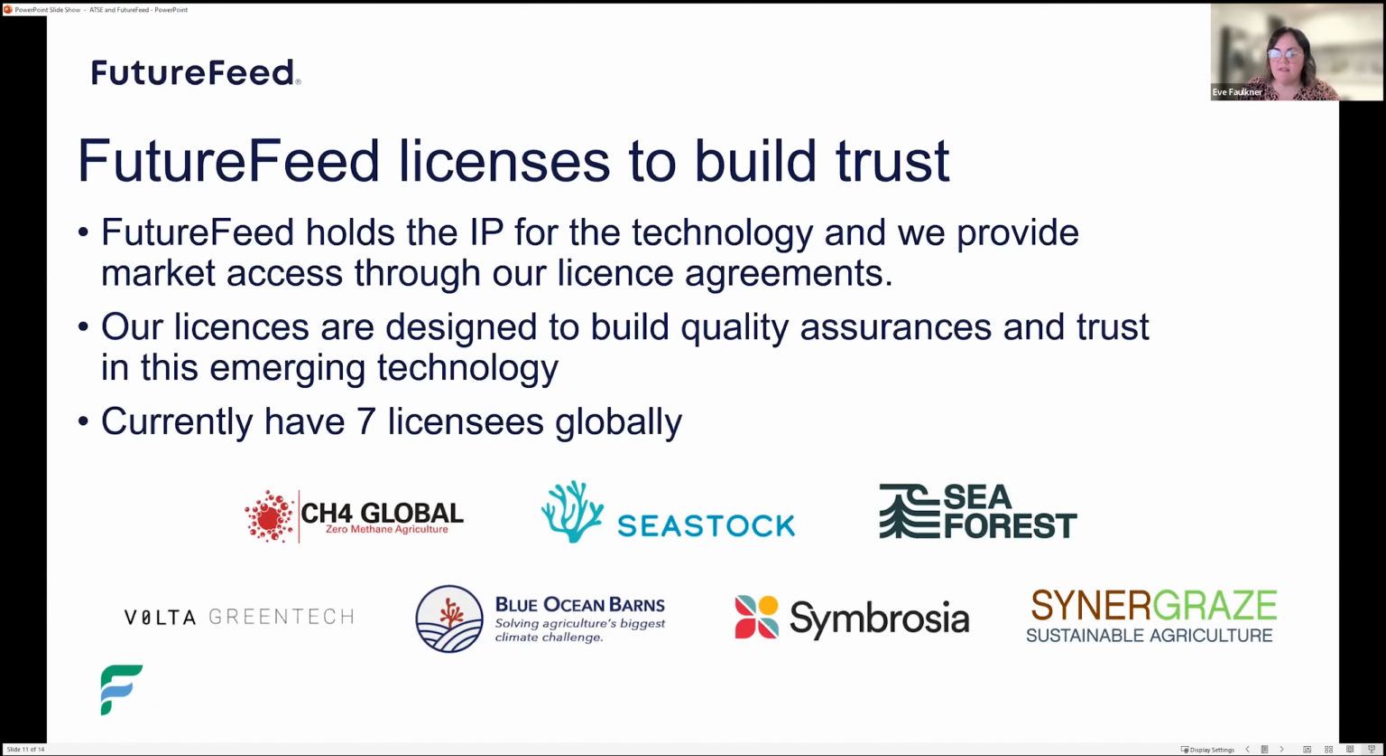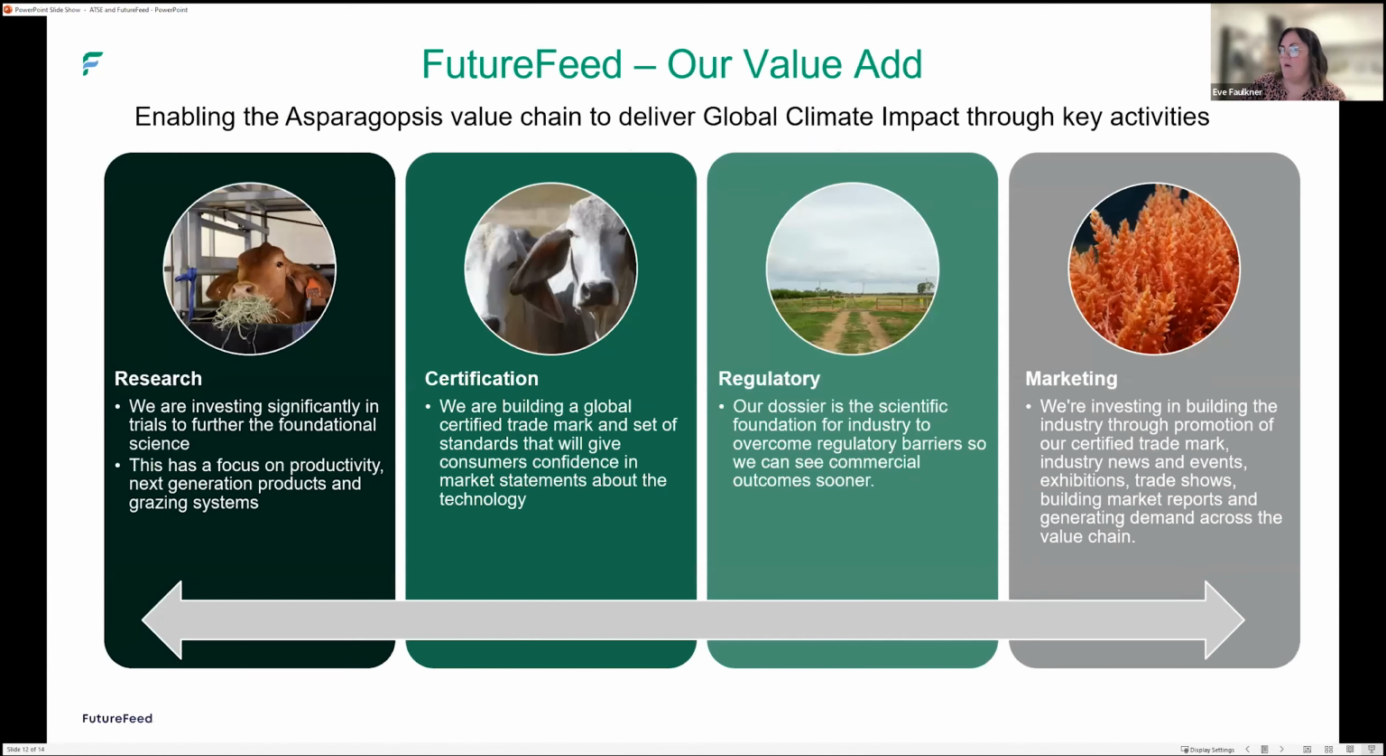And what our licenses do is about quality assurance and trust in the industry. So it means that we can set things like minimum quality standards and requirements to ensure that when you're rolling out something new, it's rolled out with rigor and with due process. But what we recognized was that it takes more than licenses for a new industry to flourish. And so we focus on another 4 key areas.